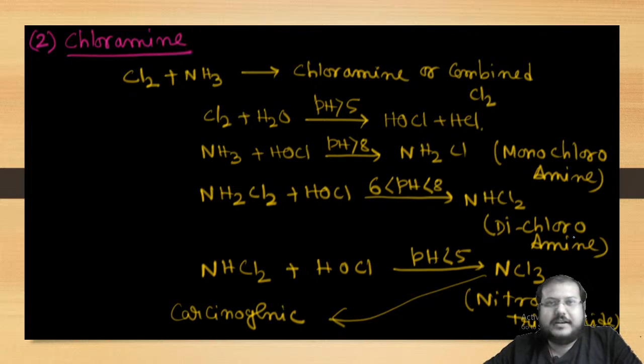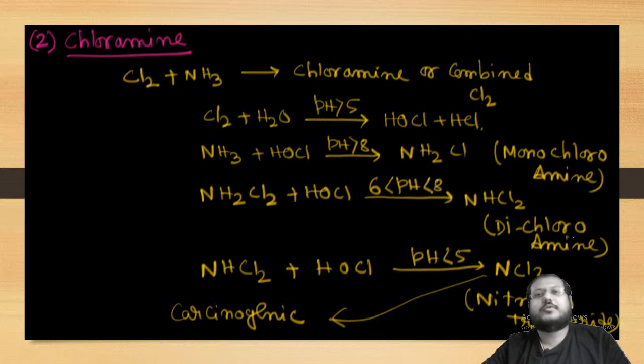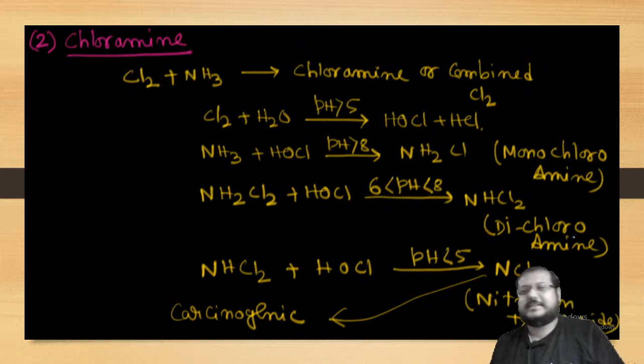Chloramine: we have already seen that when chlorine reacts with ammonia, it forms chloramine or combined chlorine. Chlorine plus water at pH more than 5 forms HOCl plus HCl. Ammonia plus HCl, if pH is greater than 8, forms NH2Cl, monochloroamine. That monochloroamine further reacts with HOCl between pH 6 and 8 to form dichloroamine. And this dichloroamine further reacts with HOCl if pH is less than 5, forming nitrogen trichloride, which is carcinogenic.